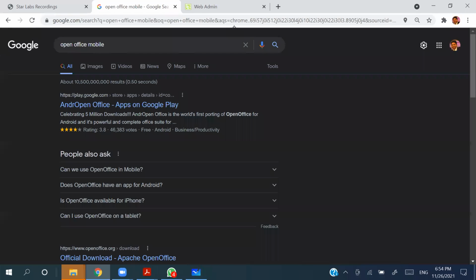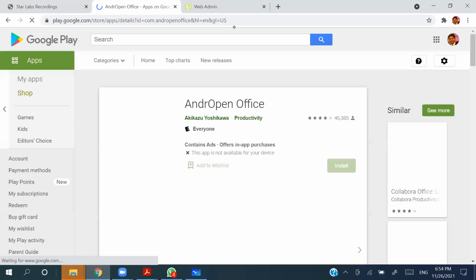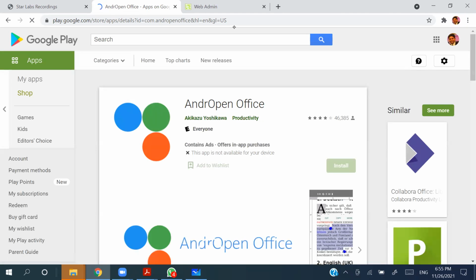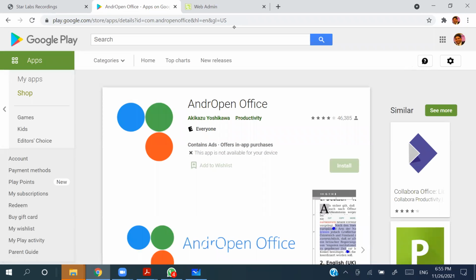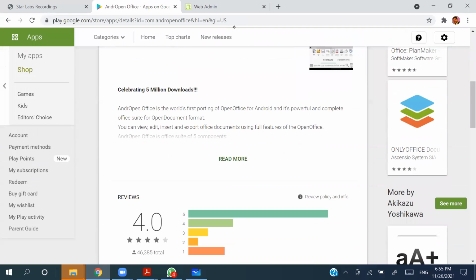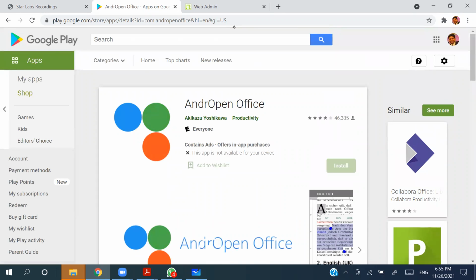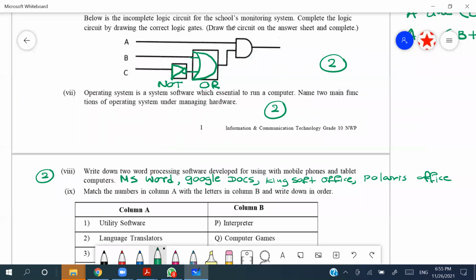OpenOffice apps on Google Play, they say. Let me see. Yeah, there is something called Open Office, right? So it's not purely the Open Office, but something related to Open Office, not the pure Open Office thing. So it's better you stick with MS Word, Google Docs, Kingsoft Office, Polaris kind of things, right?